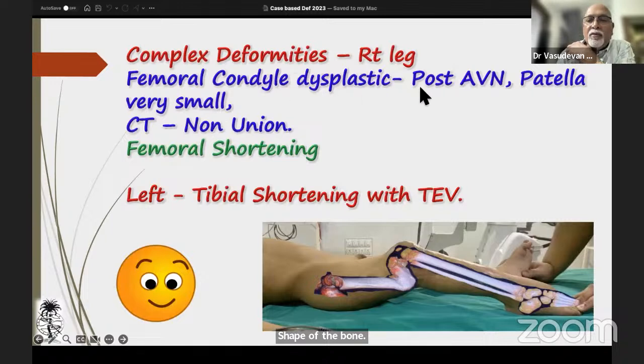And now, the femur was dysplastic post-AVN, the patella was very small, CT was showing a non-union. And there was a femoral shortening also. So on the left side, there's a tibial shortening with a talipes equinovarus deformity. So I took the printout and superimposed. You can see the deformity here, an extension deformity, and an equal amount of flexion contracture. There's a hidden patella there and an equinus deformity. So you have to correct this, and there was a varus deformity that has to be corrected, and the flexion has to be corrected, and the equinus has to be corrected.